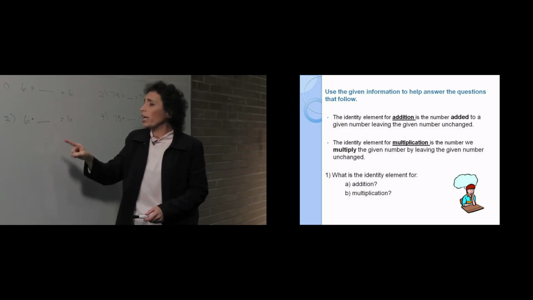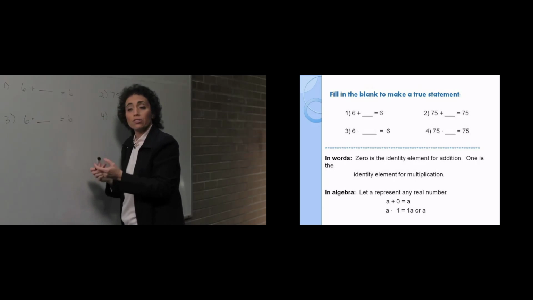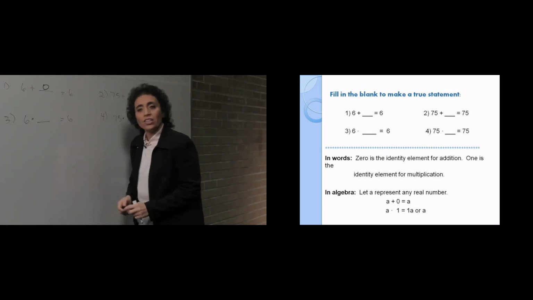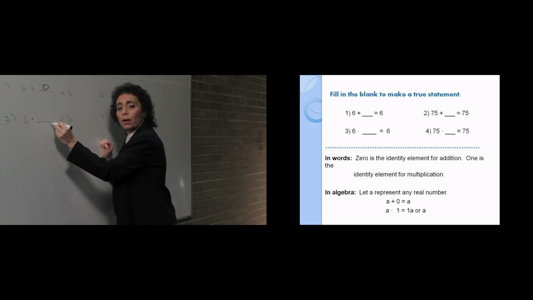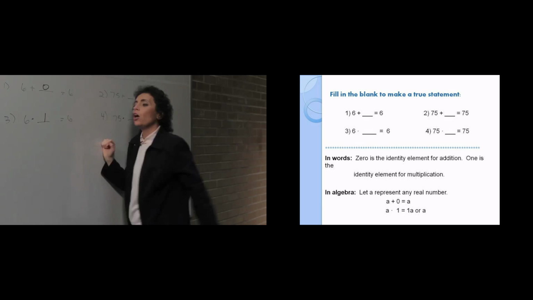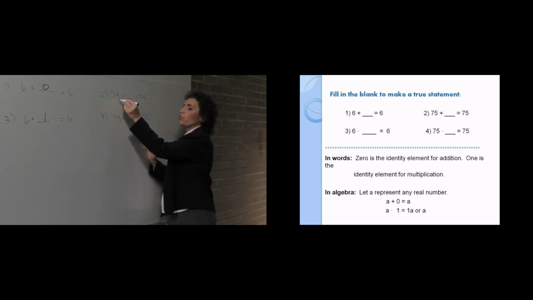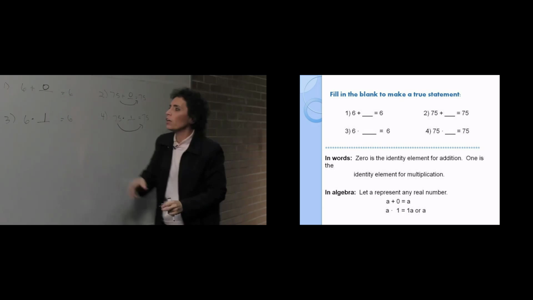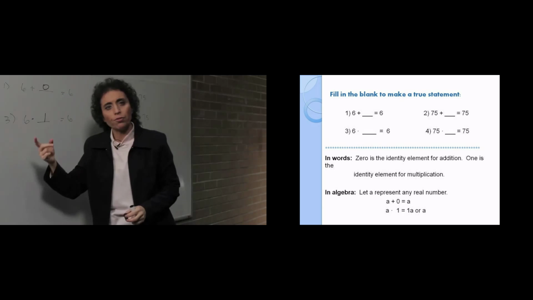So what do you think the identity element for addition is? What would fill in the blank here? Let's think about that for a second. Well, it's obviously 0. 0 is the identity element for addition. Okay? And for multiplication, 6 times what would give me 6? 1. 1 is the identity element for multiplication. Okay? Same thing here. 75 plus 0 will get me back 75. 75 times 1 will give me 75. So 0 is the identity element for addition, and 1 is the identity element for multiplication.